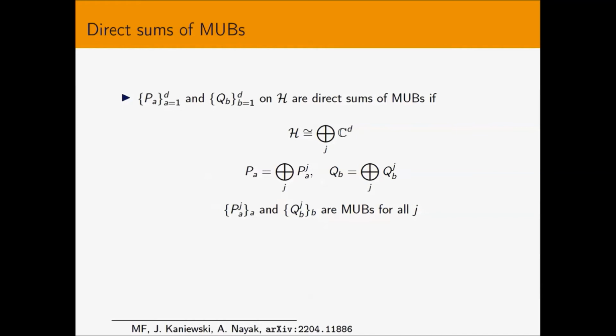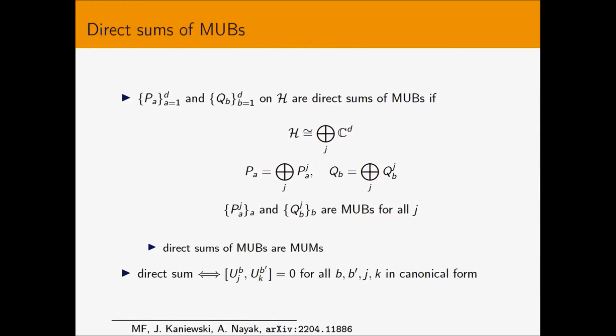Now I can take on every subspace of dimension D some MUBs, and these will also satisfy these MUM conditions, right? If my Hilbert space factors into some D-dimensional ones, and on each of these D-dimensional Hilbert spaces my measurements are just MUBs, then I call this a direct sum of MUBs, right? Okay, these will also be MUMs. And then we have a nice characterization of when MUMs are direct sums of MUBs.